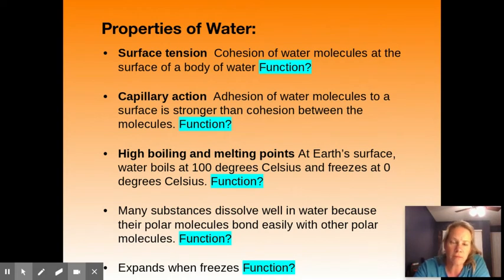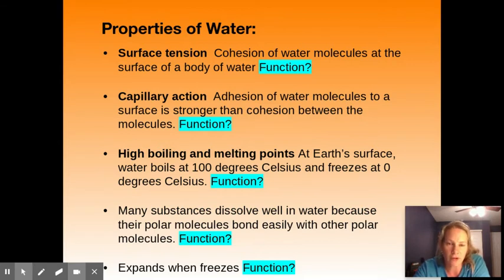And then high boiling and melting points. So that's pretty convenient for, think about the fish that live in the water. If it froze over, if it didn't just freeze on the surface, then we would have frozen ponds with fish that are dead.